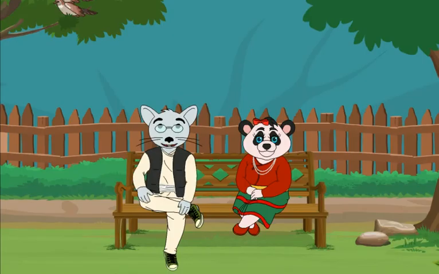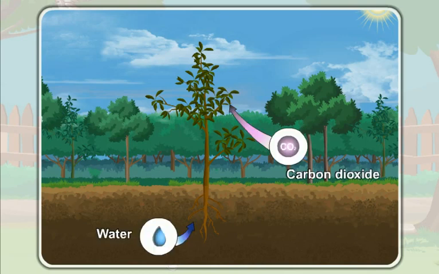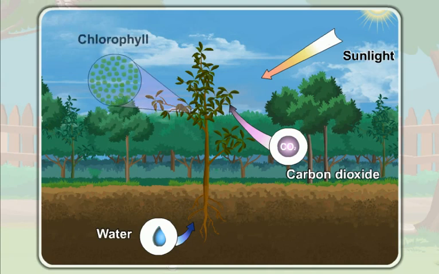You all know that a green plant can prepare its food by itself. The process by which a green plant prepares its food is known as photosynthesis, isn't it? Look at this green plant. Do you know what different things it uses for photosynthesis? It uses water, carbon dioxide, sunlight, chlorophyll, and different mineral salts.